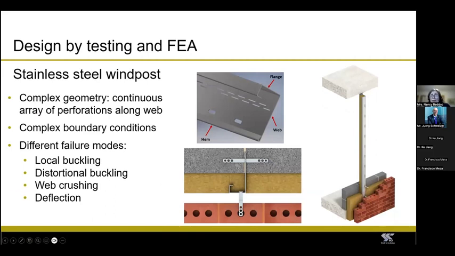Now, there's some situations in which the type of member you're trying to design falls outside the scope of a design standard. And in these situations, design by testing is the right solution. And to minimize the number of tests needed, you complement it with numerical analysis, which helps you cover a wider range of cases. And this is the sort of work that SCI has carried out for several manufacturers wanting to design innovative structural products. And so here's an example of a stainless steel windpost.